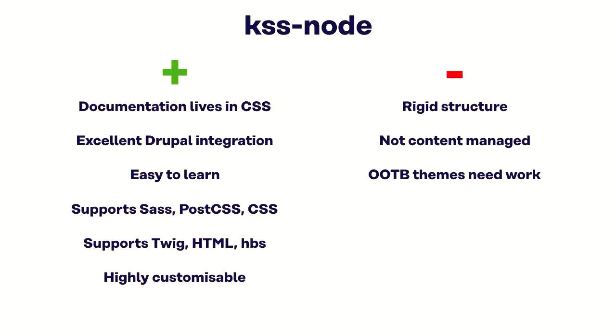PNX standardized on KSS Node quite a while ago. Basically, every style guide or design system we've built uses KSS Node. So what's so good about it? Documentation for code and components is written inside CSS using a really simple syntax. This is great for developers both writing and reading the documentation. There's Drupal integration built right in, and using Twig in KSS means you can have the exact same templates driving your design system and the Drupal site. It's super customizable. You can roll your own templates and customize everything that goes into it.